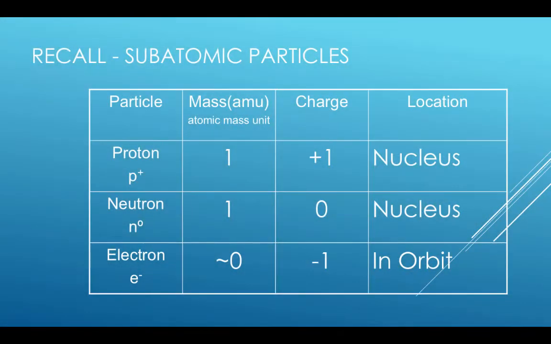What would happen if we changed the number of neutrons? Well, remember, neutrons have mass but no charge, so adding neutrons would not change the atom's element. That's only achieved by changing the number of protons. Rather, it would only change its mass.